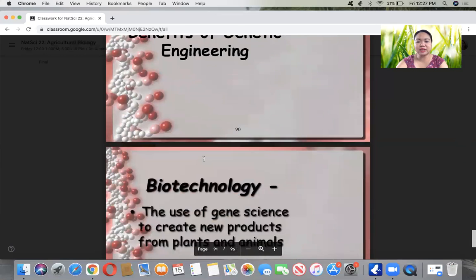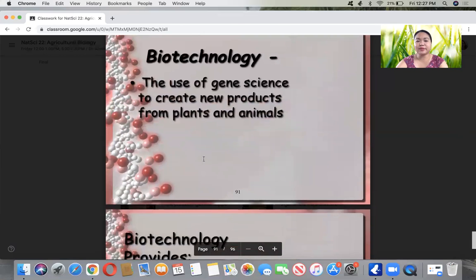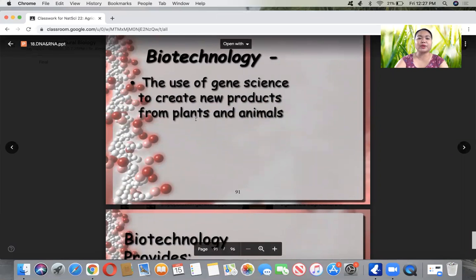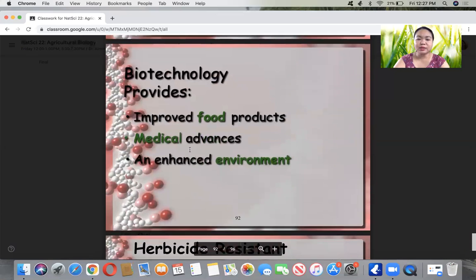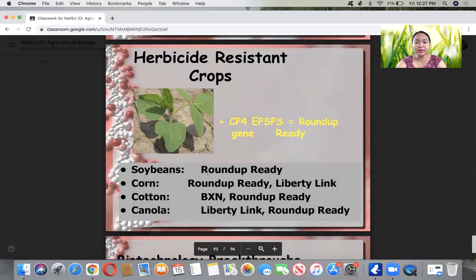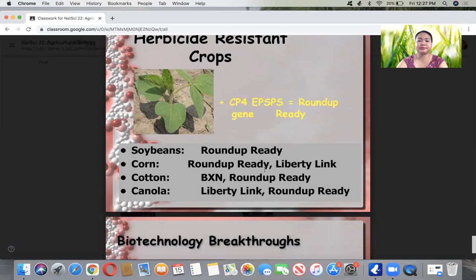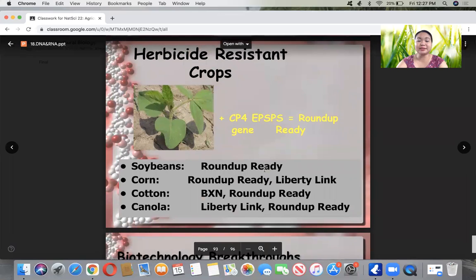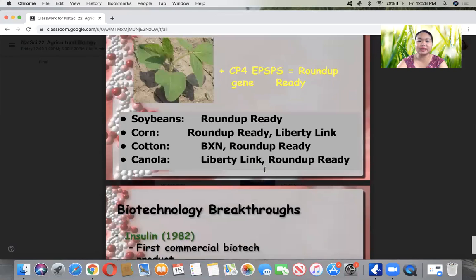sequences. Now the benefits of genetic engineering. First, biotechnology is the use of gene science to create new products from plants and animals, to provide improved food products, medical advancements, and an enhanced environment. We have the so-called herbicide resistant crops, available as Roundup Ready soybeans, corn, cotton, and canola. They have the CP4 EPSPS, or the Roundup Ready gene, so even when they are sprayed with herbicides, they are very resistant.